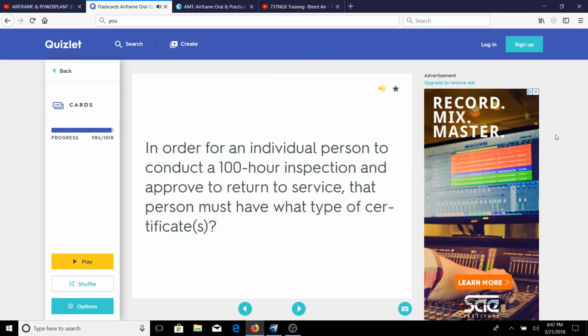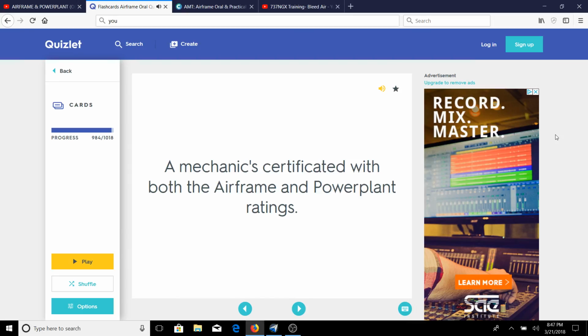In order for an individual person to conduct a 100-hour inspection and approve a return to service, that person must have what type of certificate? A mechanic's certificate with both the airframe and powerplant ratings.